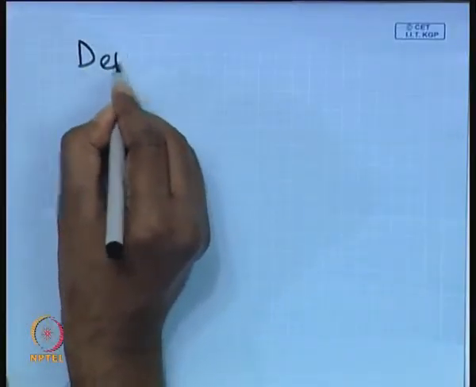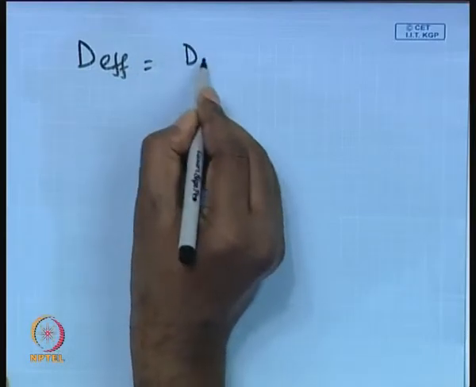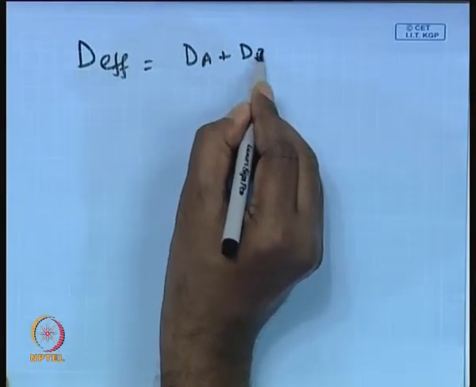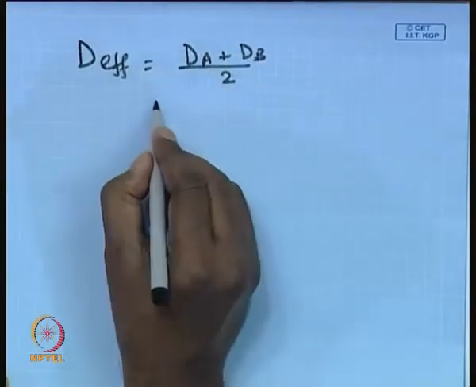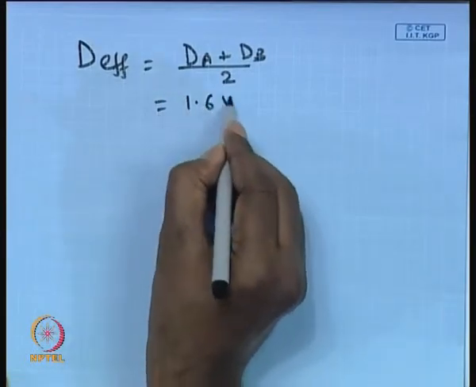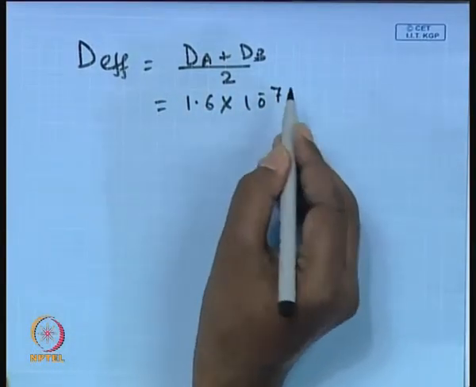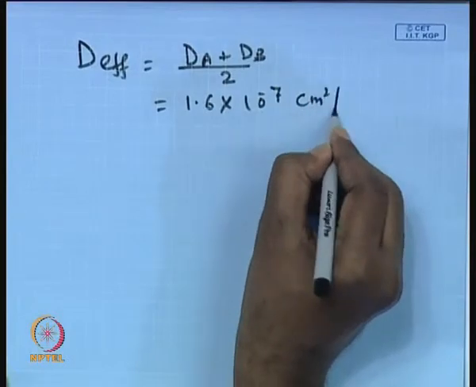Now, what you have to do? You have to calculate the effective diffusivity. The effective diffusivity will be D A plus D B divided by 2, and if you substitute the values, it turns out to be 1.6 into 10 to the power minus 7 centimeter square per second.